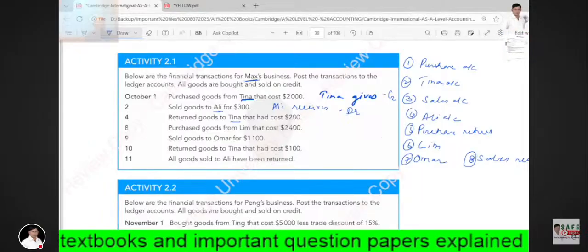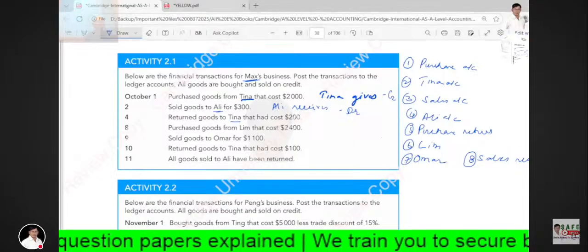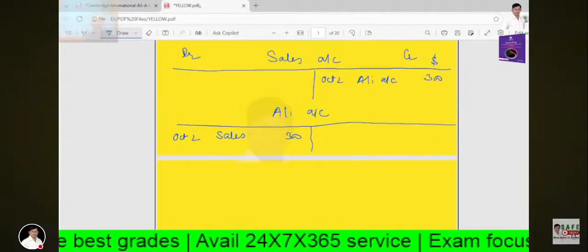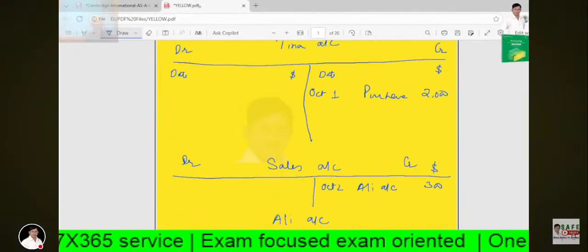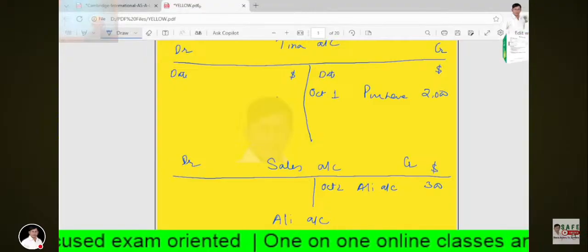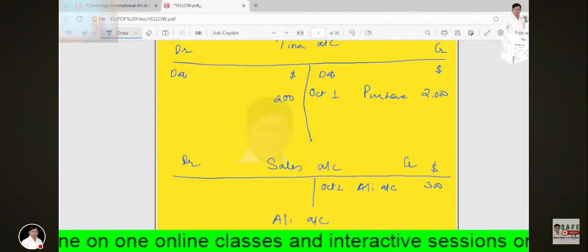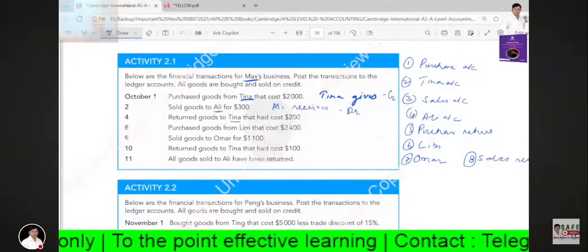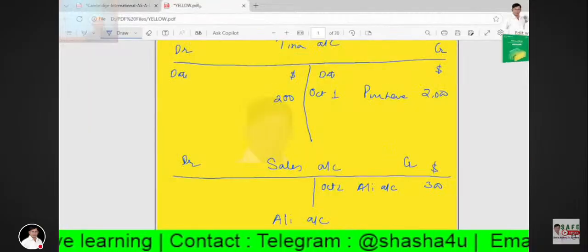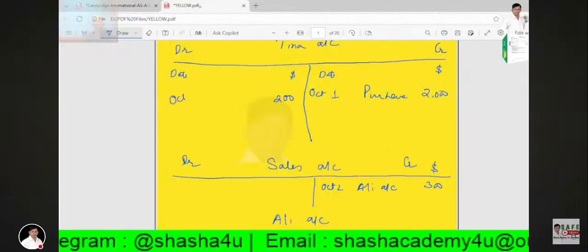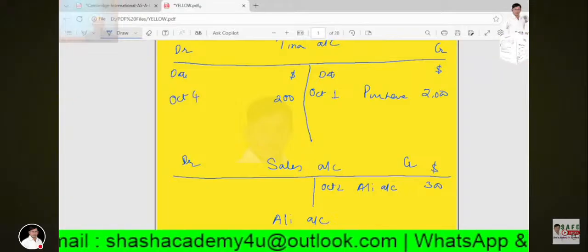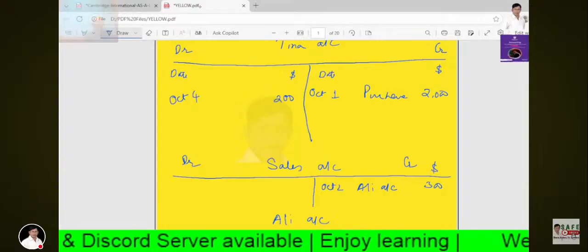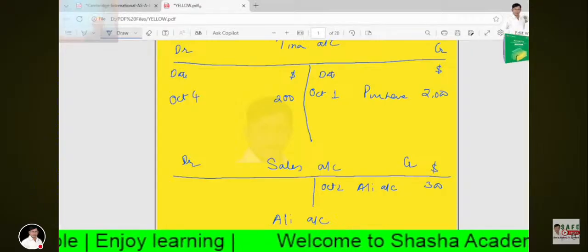Why is she doing it like this? She is doing it in a rush and she is not finishing all the problems, not explaining. Tina account will be debited with 200. On what date? October 4, Tina account is debited with 400. But why are we debiting Tina? Because we have returned the goods to her.